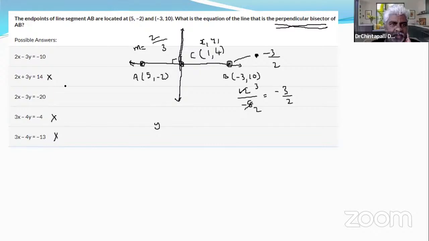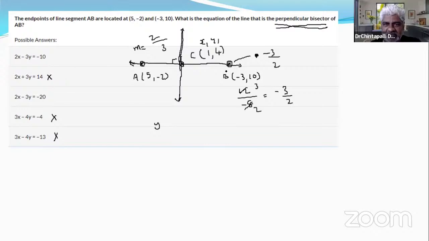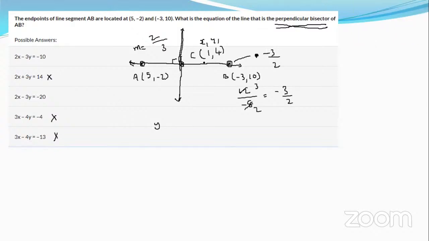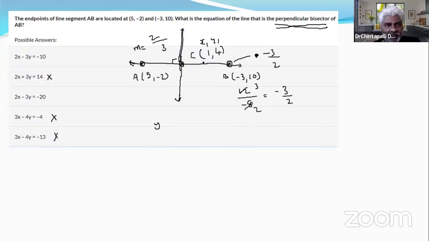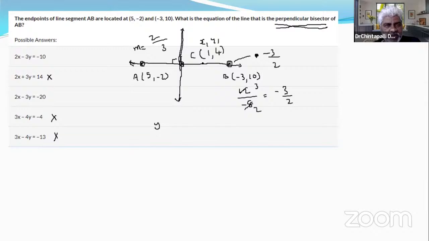So only two options are left. It can be the first option or the third option, right? Yes, sir. Choose one from 1 and 3 which satisfies the point (1, 4). Plug in (1, 4) in the first option and the third option. 2 minus 12 is minus 10, correct. So it's option 1, sir. Yes, clearly (1, 4) satisfies option 1.